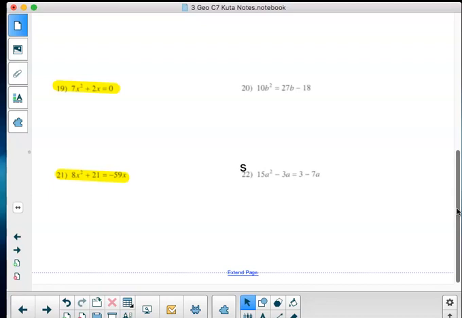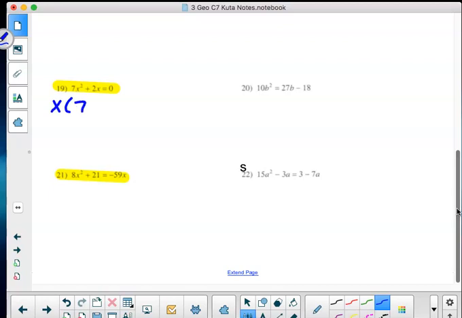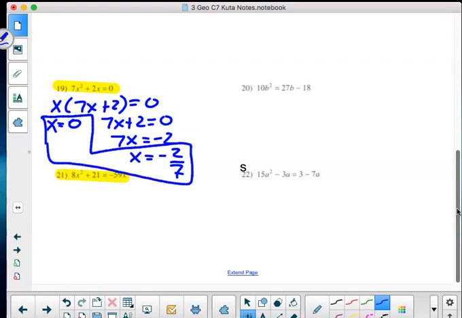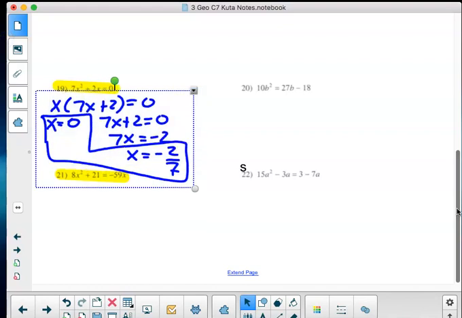Now, here we go. I don't have the third term here, so I can factor out an x. So x is equal to 0, and 7x plus 2 is equal to 0. 7x is equal to -2, and x is equal to -2/7. So these are my two answers. And we're done with the problem. Now let's look at this last one.